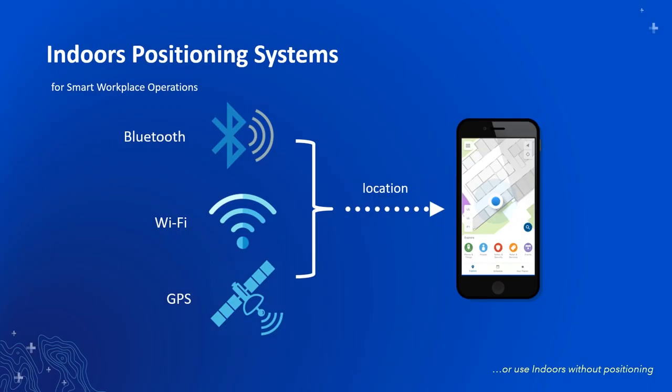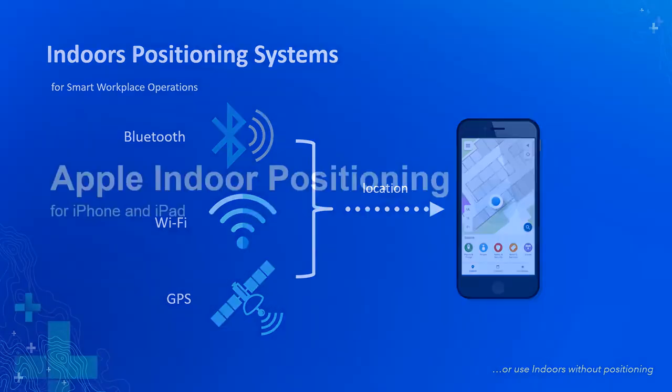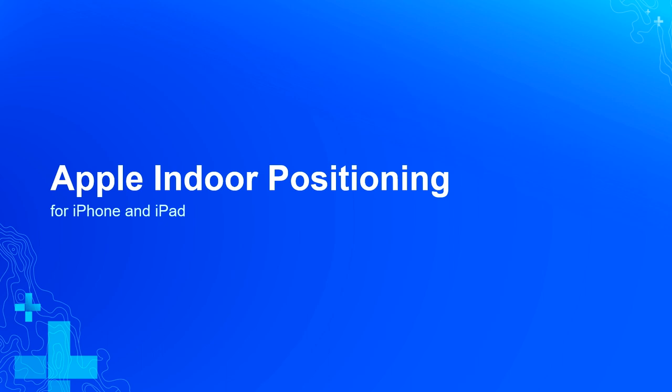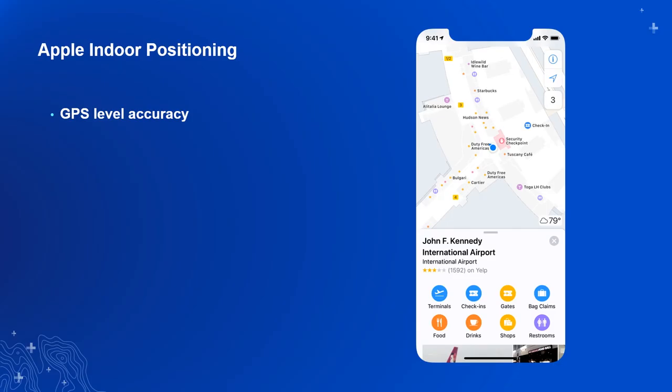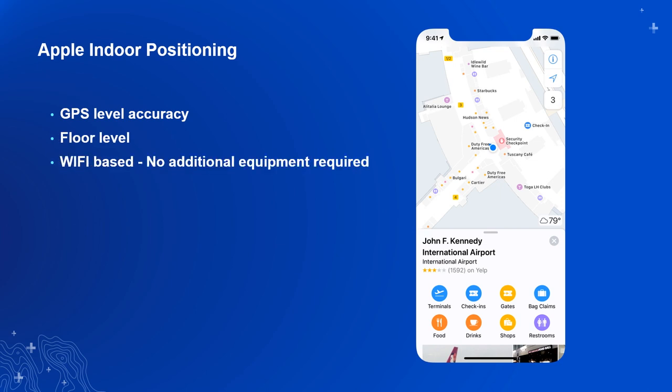So we recognize three types of location in the mobile applications: Bluetooth-based positioning, Wi-Fi-based positioning, and GPS, right? So you're not always inside, you go outdoors in between buildings. You want the dot to make sense when you look at it in the application. We natively recognize the Apple indoor positioning, and I'm going to talk a little bit about how that works. It provides GPS level accuracy at the floor level, okay? So just think about it that way. It's Wi-Fi based, so it doesn't require any additional infrastructure on your part. I mean, most of everything nowadays has Wi-Fi access points distributed throughout facilities.